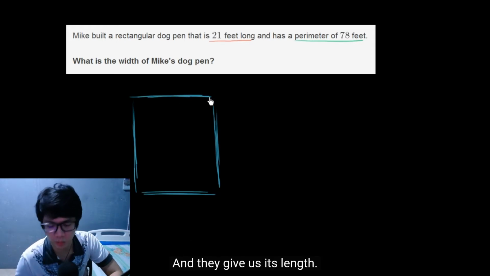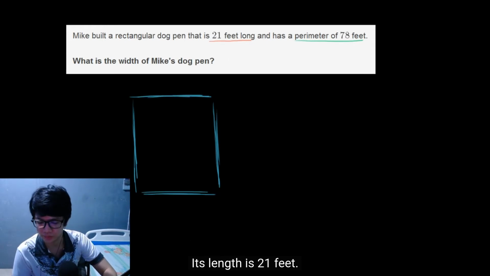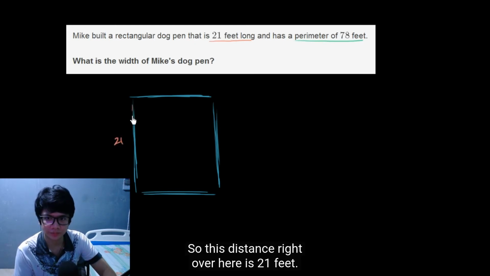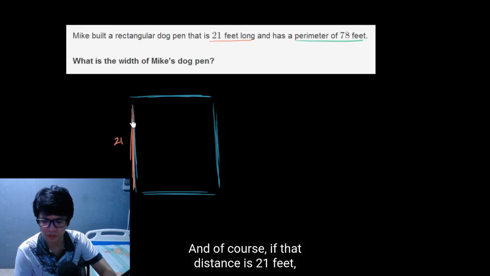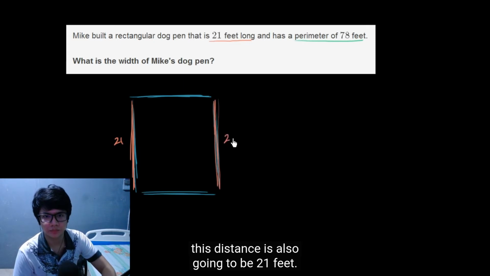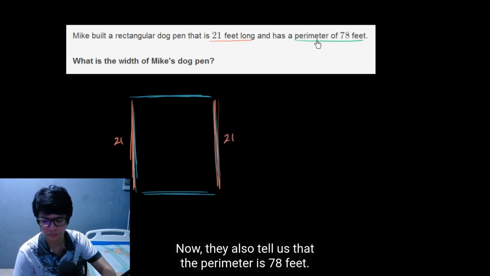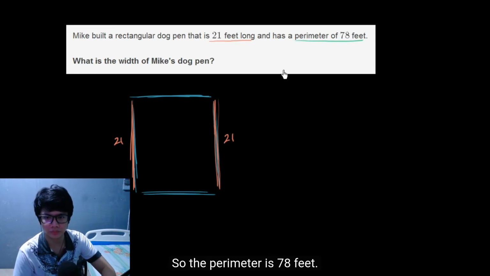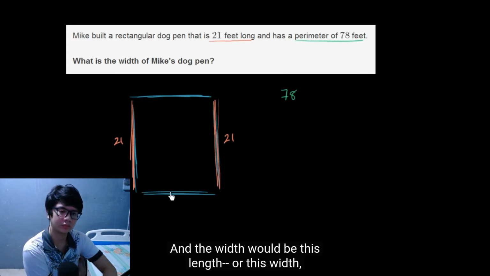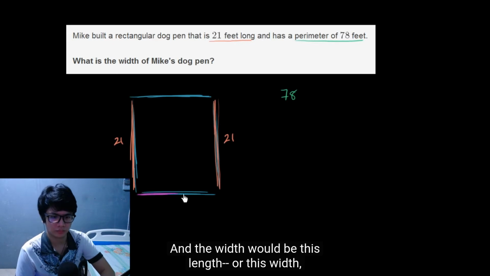And they give us its length. Its length is 21 feet. So this distance right over here is 21 feet. And of course, if that distance is 21 feet, this distance is also going to be 21 feet. Now they also tell us that the perimeter is 78 feet. So we need to figure out the width. And the width would be this length, or this width, I should say.